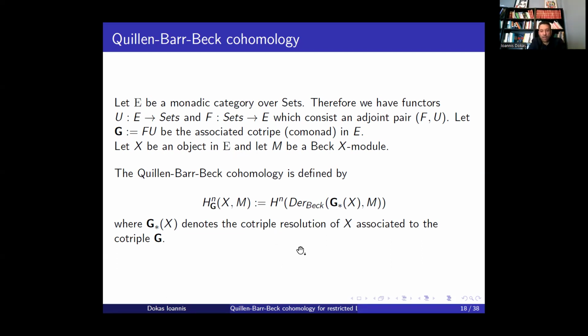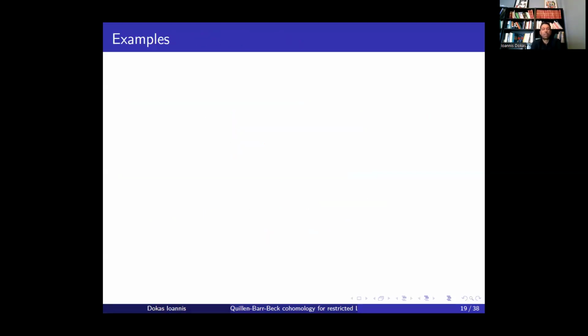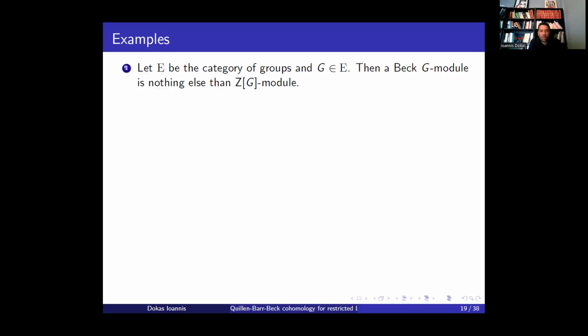This is the general definition. Let me give examples of these constructions. Let me start with examples. So the first example is the category of groups. If E is the category of groups, and you take G to be a group, then you can prove that a Beck G module is just a module over the group algebra of G.